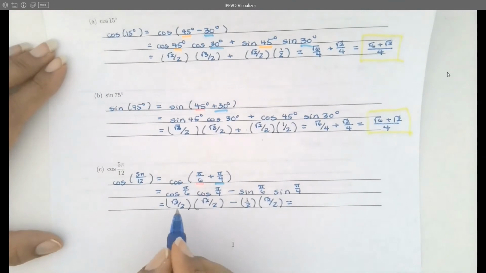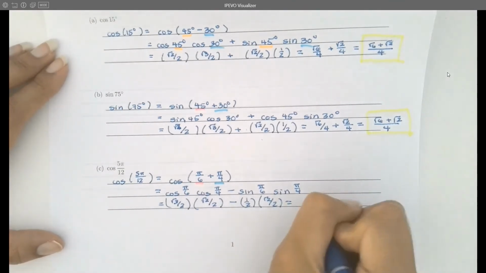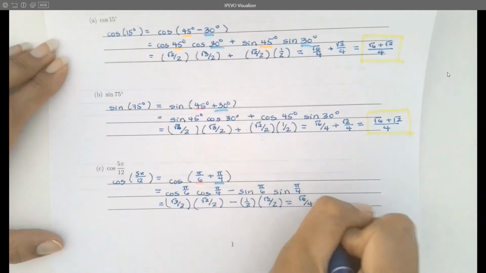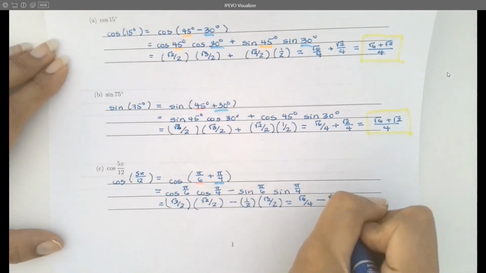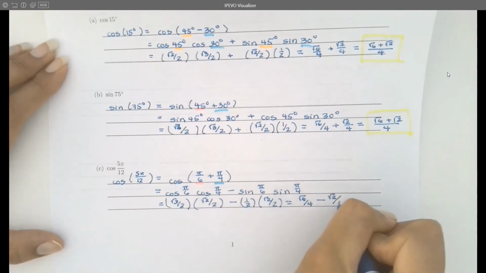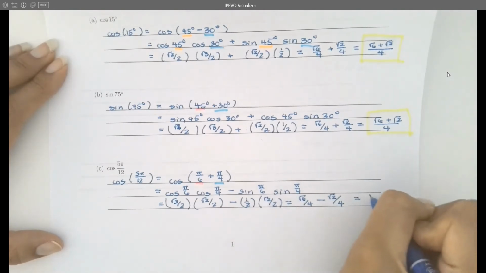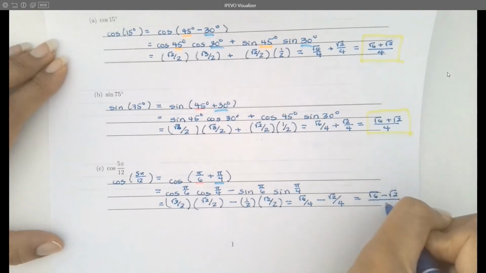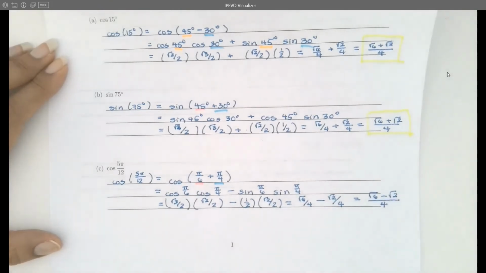So what do we get? Radical 3 times radical 2 is radical 6 over 2 times 2, that's 4, minus 1 times radical 2 is radical 2, over 2 times 2 is 4. So the final answer is square root of 6 minus square root of 2 all over 4.